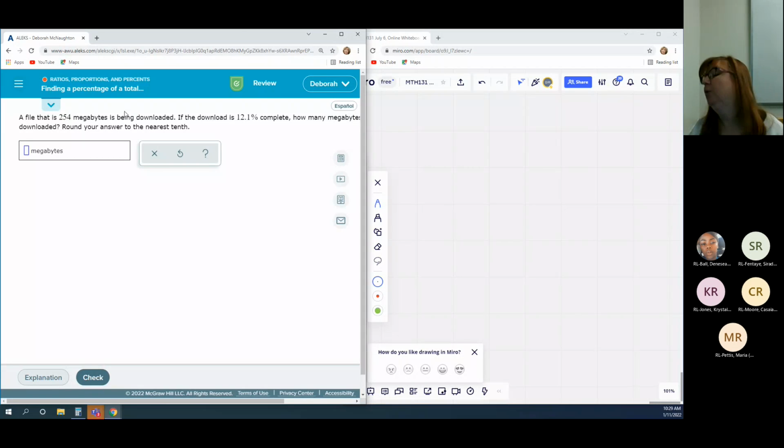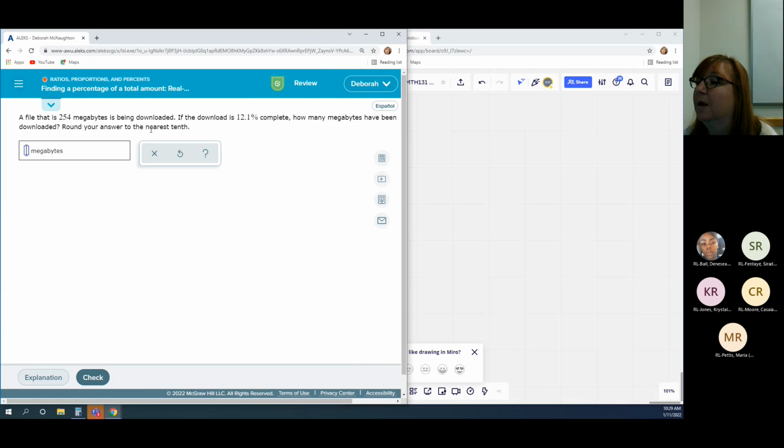Right, so finding a percentage of a total amount in a real world situation. A file that is 254 megabytes is being downloaded. If the download is 12.1% complete, how many megabytes have been downloaded? Round your answer to the nearest tenth.